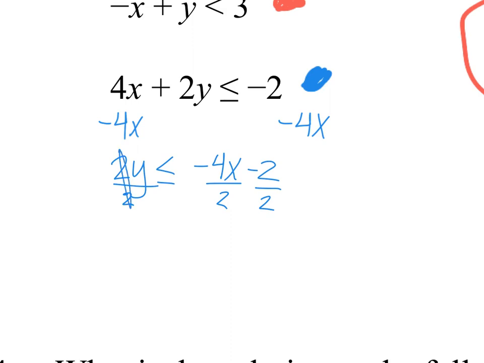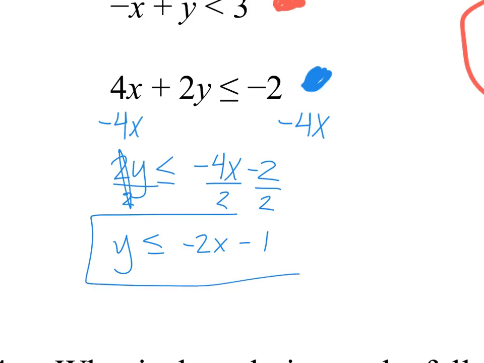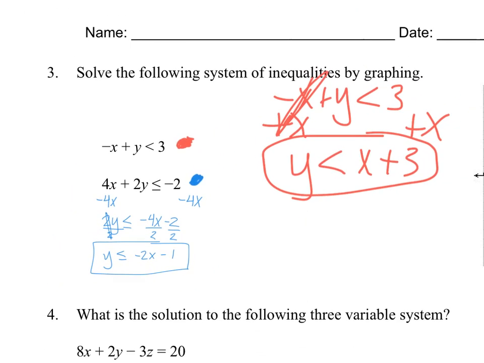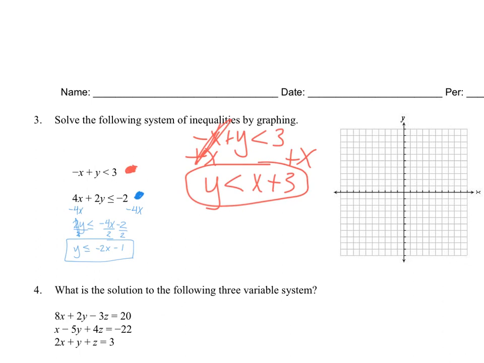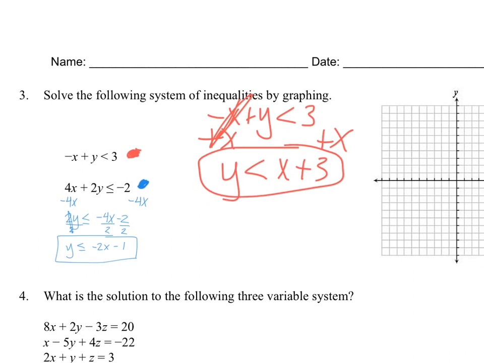So this will cancel. So I'll be left with y is less than or equal to -4 over 2 is -2. And -2 over 2 is -1. So then there's my other equation. So I have that equation down here and this equation up here. I have the red one and I have the blue one. I just graph both of those.